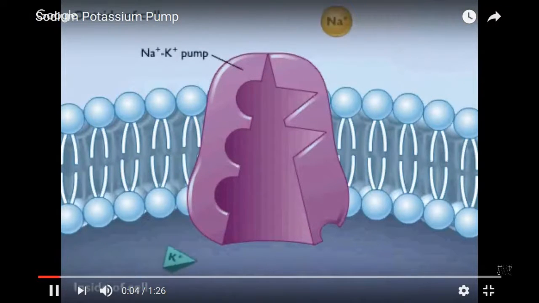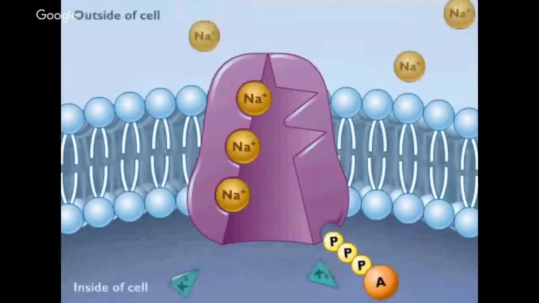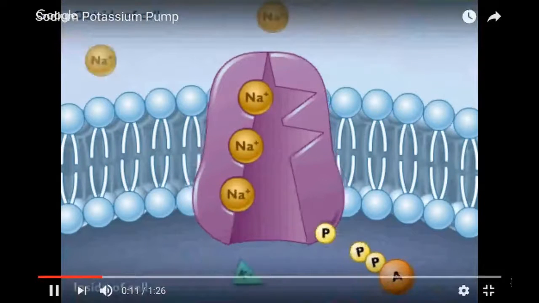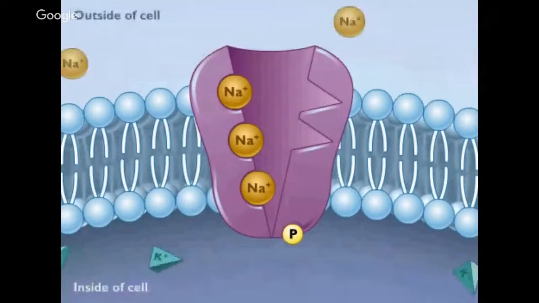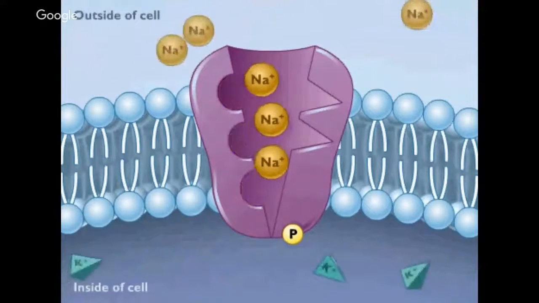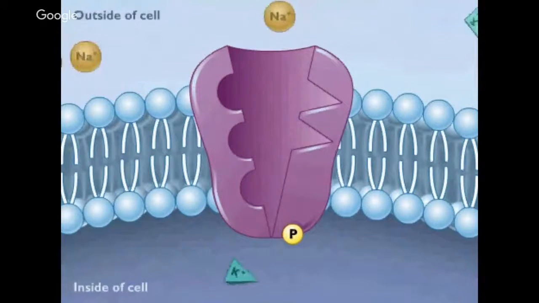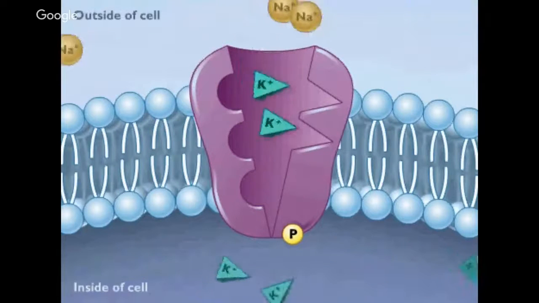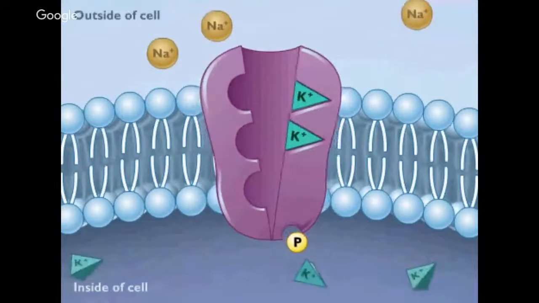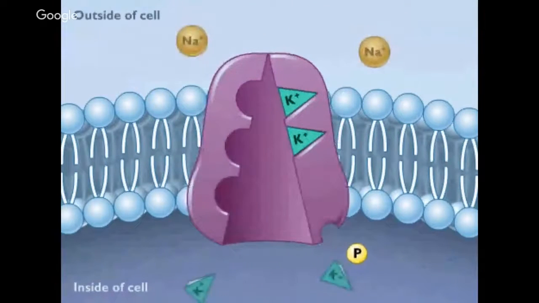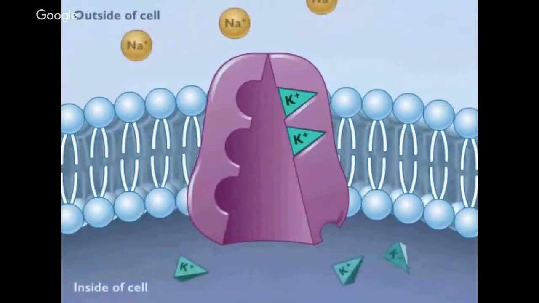All right. So again, that purple protein is the pump itself. You can see that it has three binding sites for sodium. And once it's full, it will change shape with the energy from ATP, changes conformation, we say, and that allows the sodium to go outside of the cell. And you can see that nice gradient building up out there. Now it has room, it has binding sites for potassium. Some potassium ions will bind. It will change shape again, and eventually it will release the potassium inside the cell.